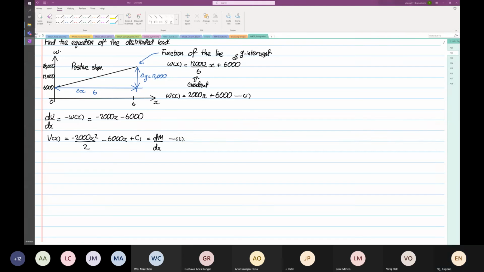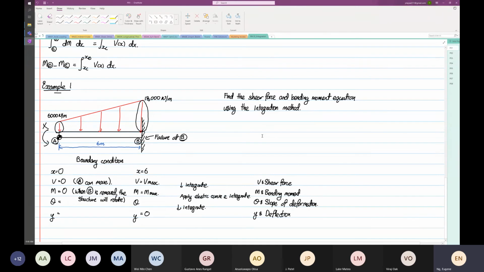Now, knowing our equation number 2, we are going to go back to our boundary condition. Okay, so now you see the screen with the boundary condition, right? We are going to use this boundary condition that I'm going to highlight. When x is equal to 0, v is equal to what? 0. Okay, so we're going to use this boundary condition.